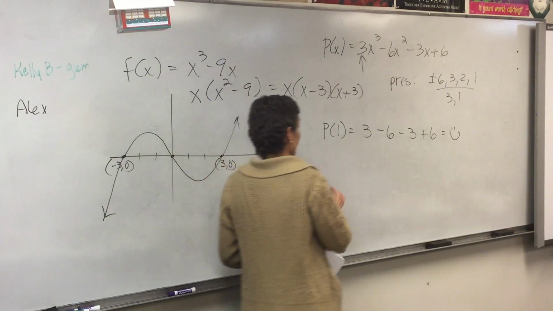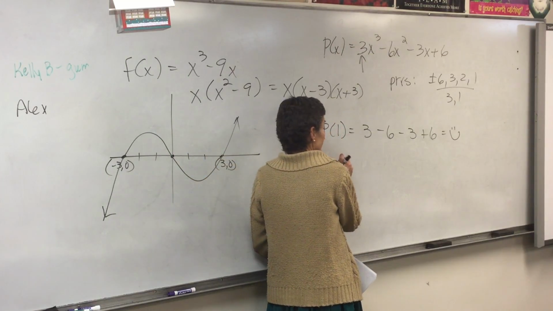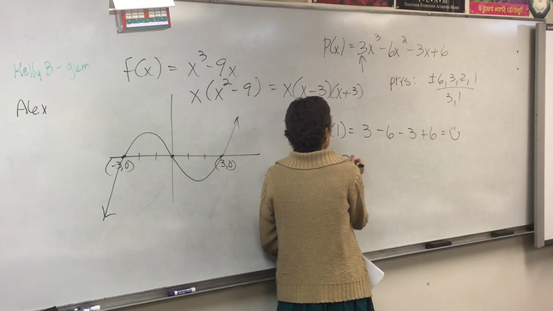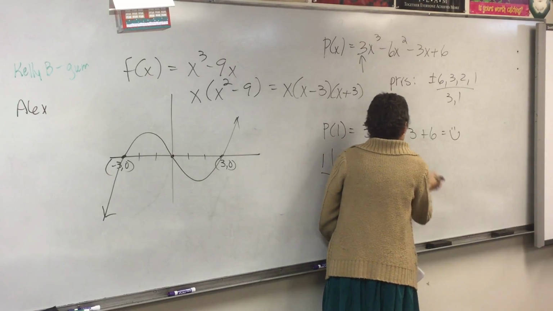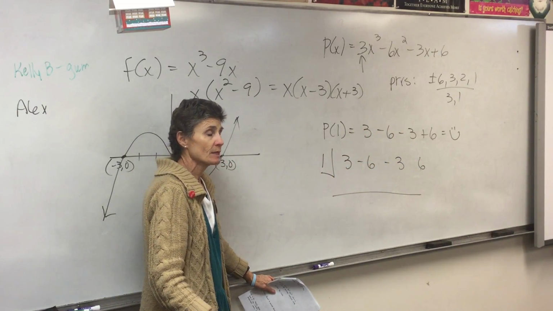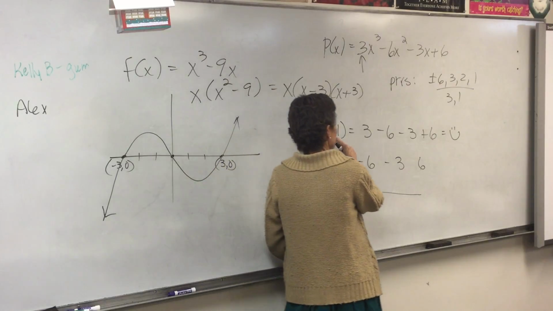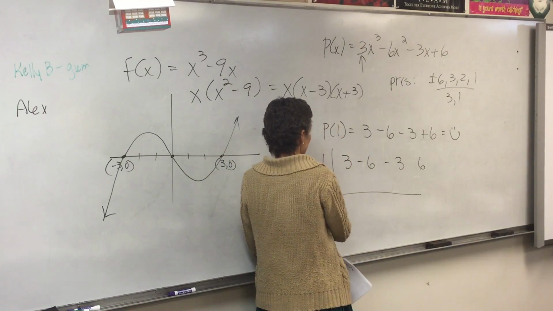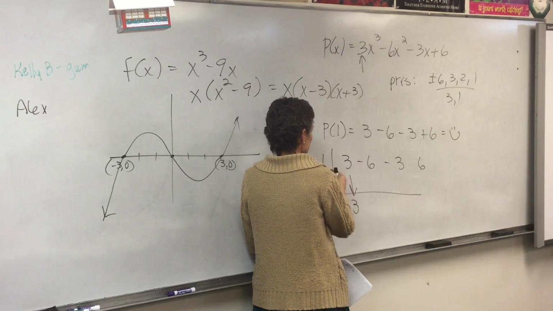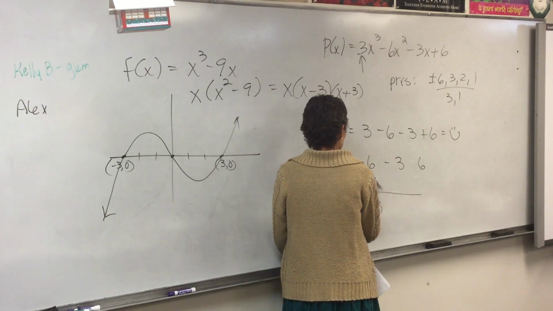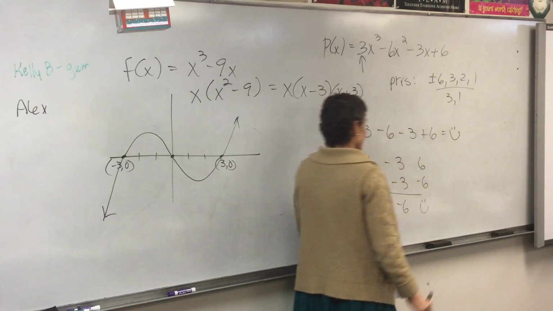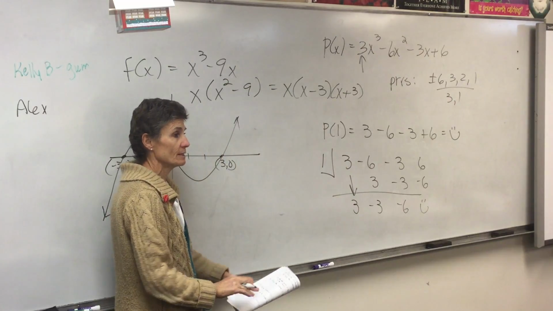Now, what do I do once I find one that gives me 0? I already plugged it in. I divide it out. Once you find one that gives you 0, you do your synthetic division, and you divide out the same number that gave you 0. So 1 gave me a 0, so I'm going to divide out my 1. When I do my synthetic division, that first number drops down, and I multiply and add. And sure enough, it gives me a remainder of 0.